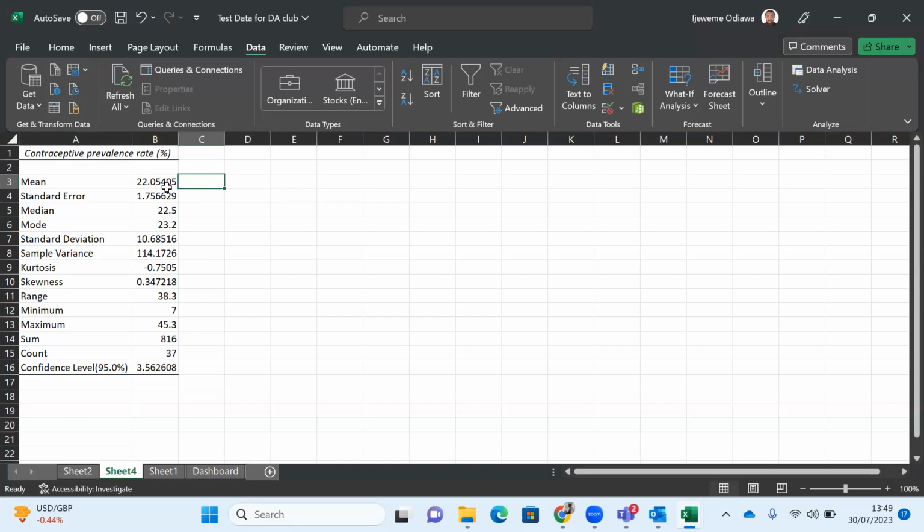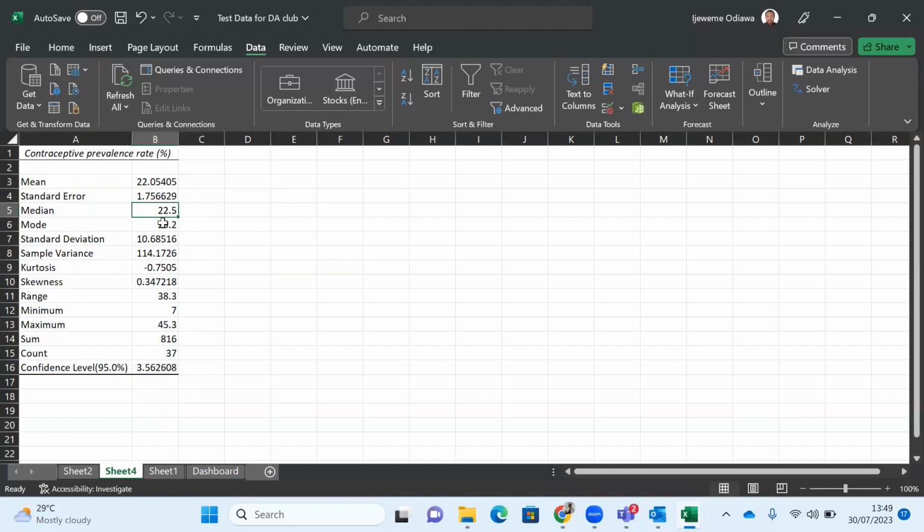Why I like to do this first, or why the teaching is to do this first, is because it gives you a very broad overview, right? So without even visualizing anything, you have begun to see what to expect. So on average, only 22% of women use contraceptives in Nigeria, regardless of states, right?